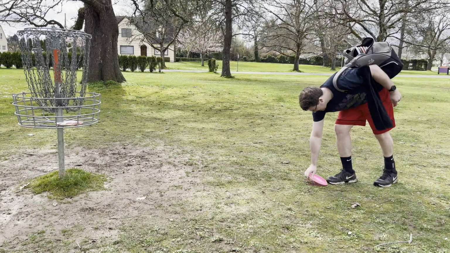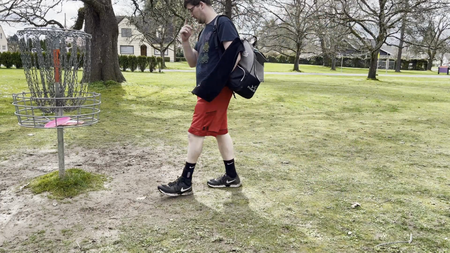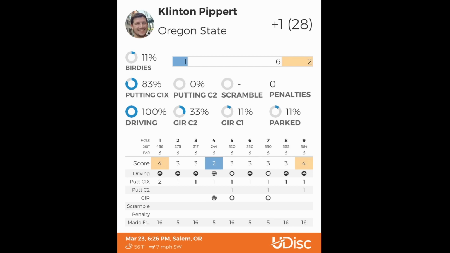So that was the end of my round. Had some nice putts, some throws. Hopefully this was helpful. Here is my scorecard for the round. It has a lot of different information on it.